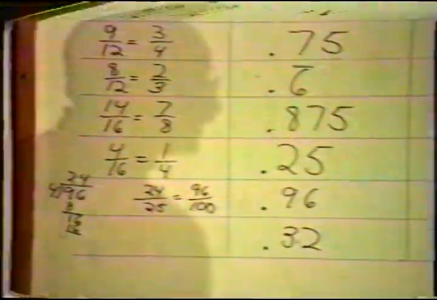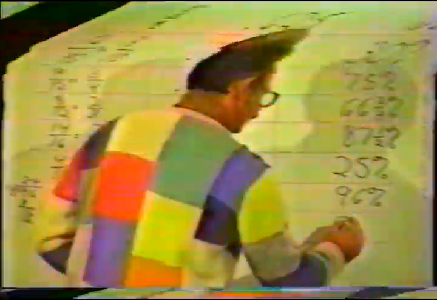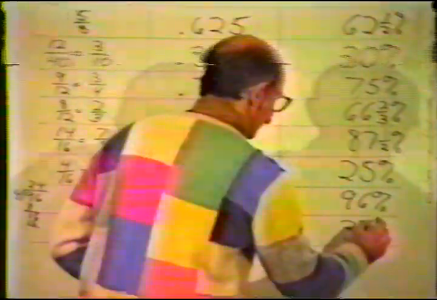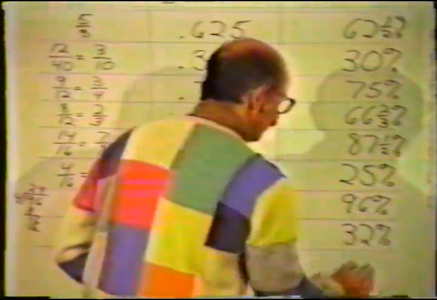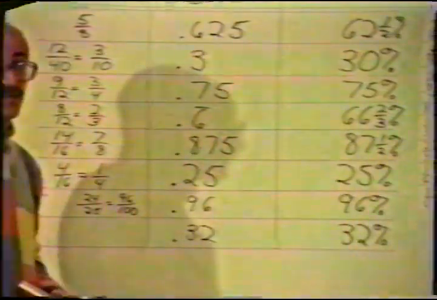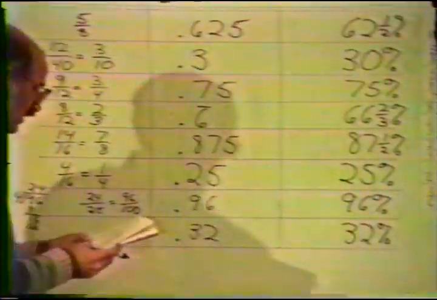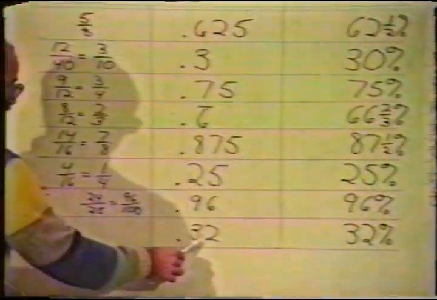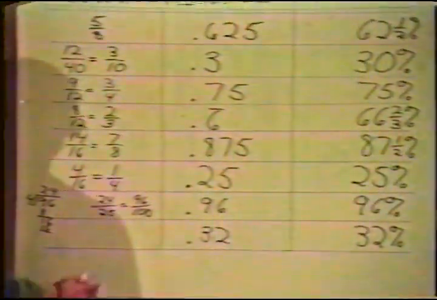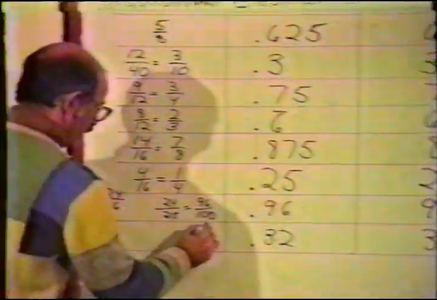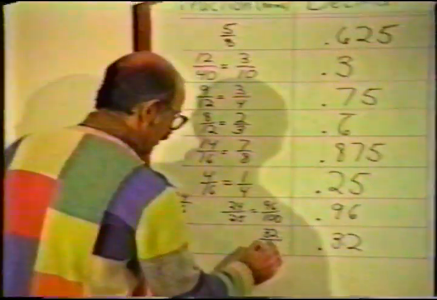The next one is the decimal 0.32. How much percent is that? 32%. We move the decimal point 2 places to the right and add the percent sign. Read it as a decimal. 32 hundredths. And we'll write that as a fraction.